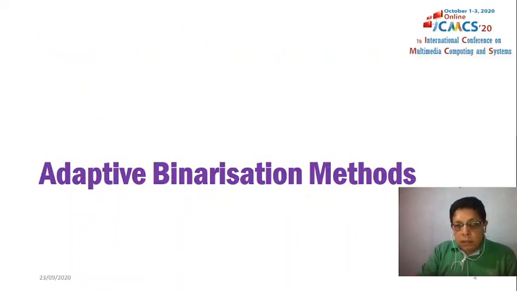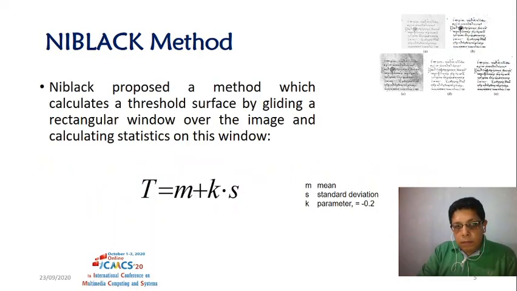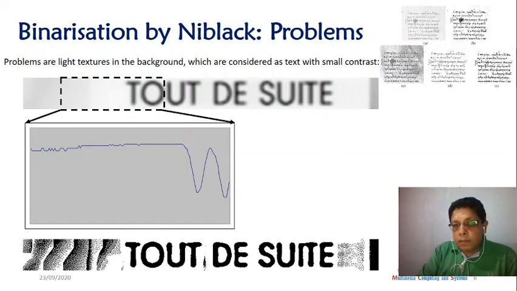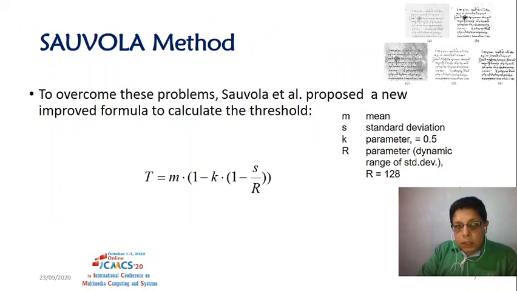The first category is adaptive binarization methods. NIBLACK proposed a method which calculates a threshold surface by gliding a rectangular window over the image and calculating statistics on this window. Problems are light textures in the background, which are considered as text with small contrast. To overcome these problems, SAUVOLA proposed a new improved formula to calculate the threshold.